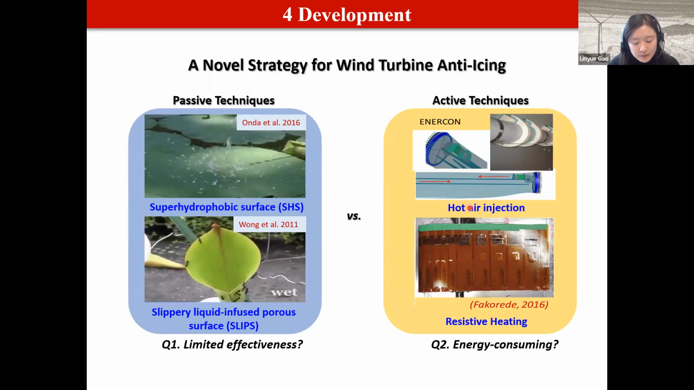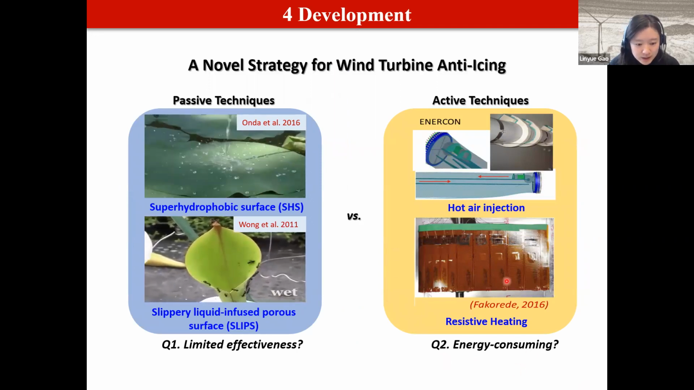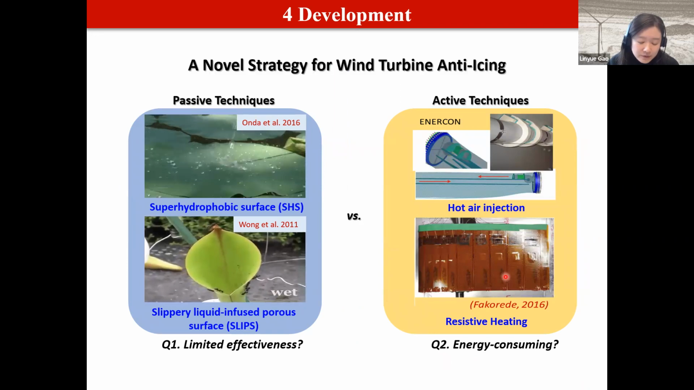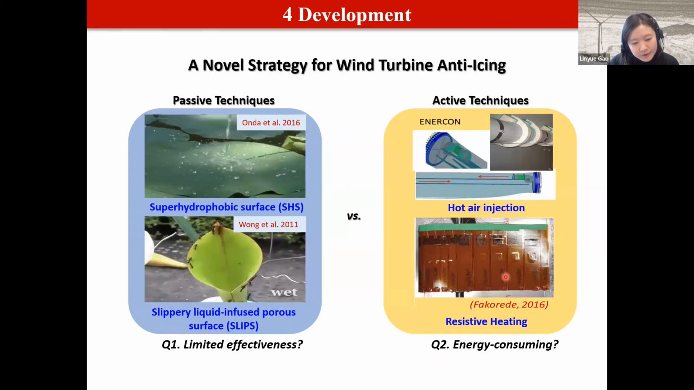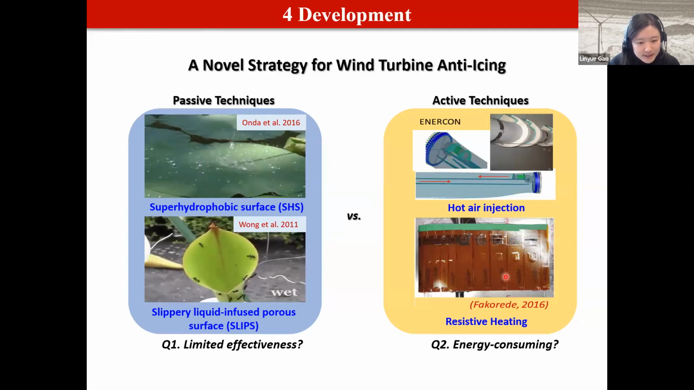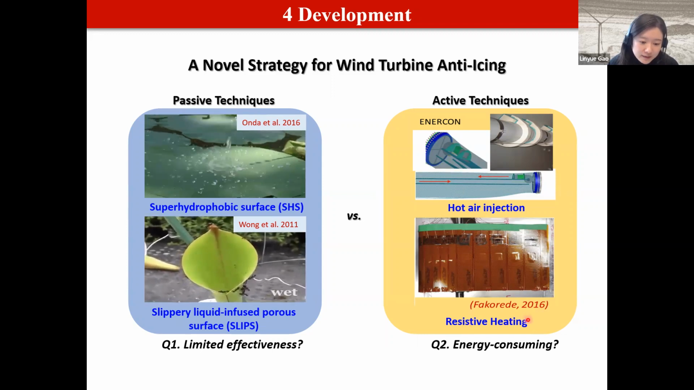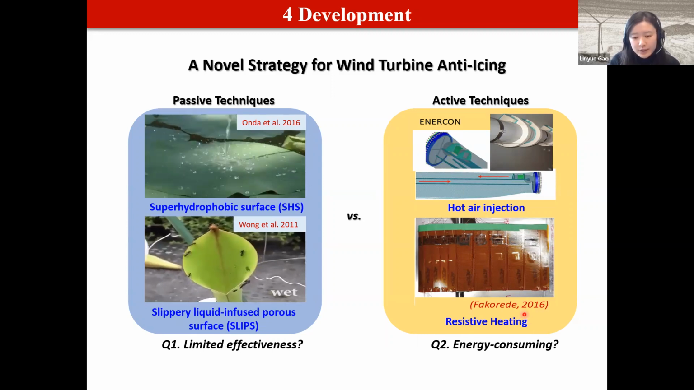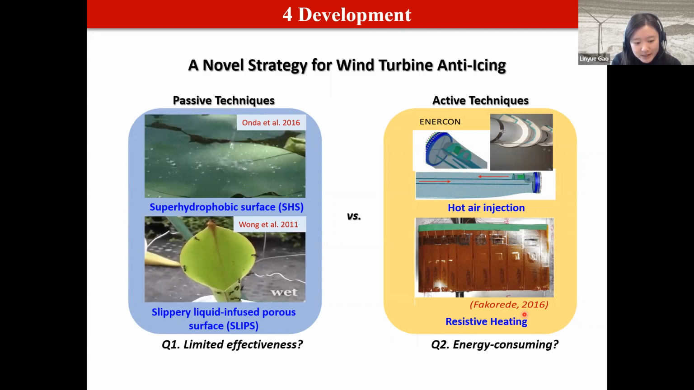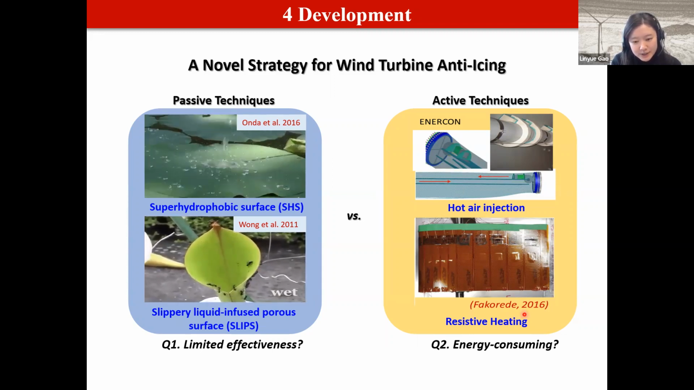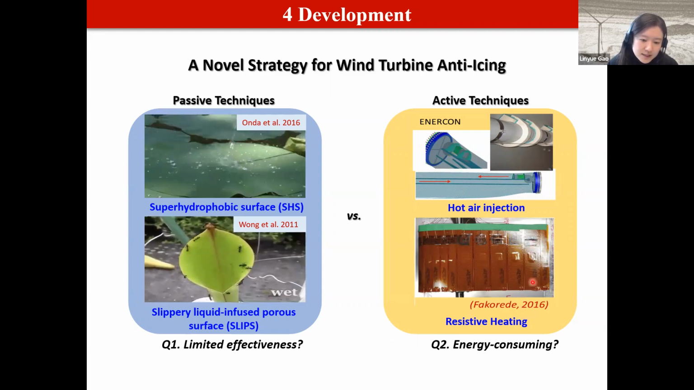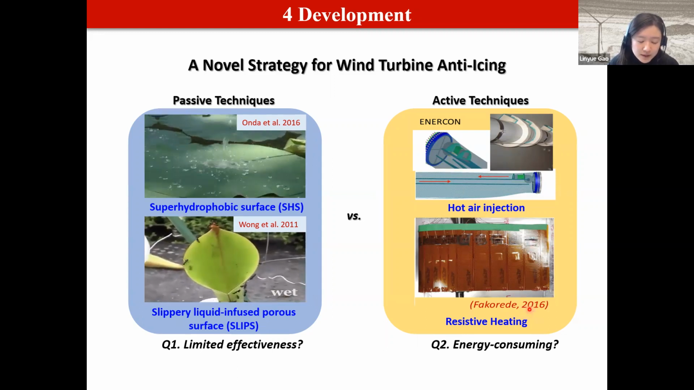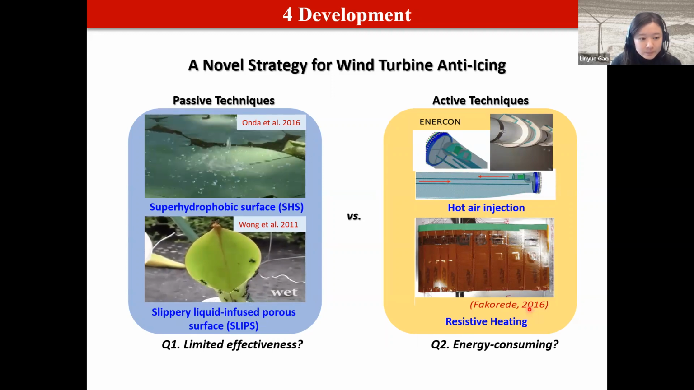And currently in the wind energy industry, some of the wind turbines are equipped with an ice protection system, but all of those systems are thermal-based. They are using hot air injection or resistive heating. That means they increase the surface temperature of the wind turbine blade to melt the ice structures created on them. However, those strategies are really energy consuming. Are there any other methods that we can use?